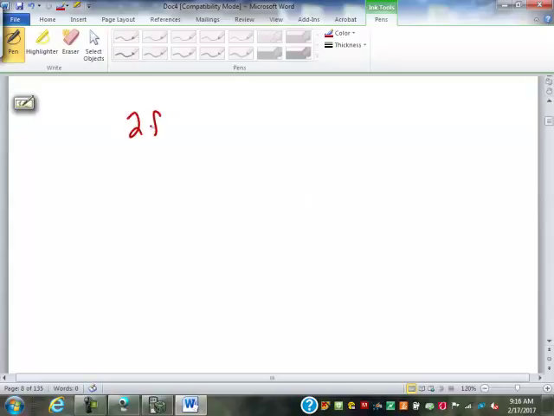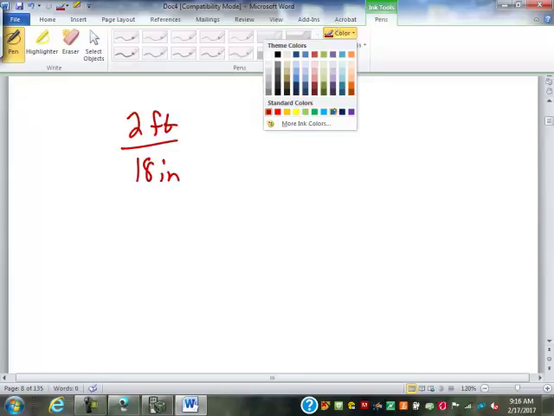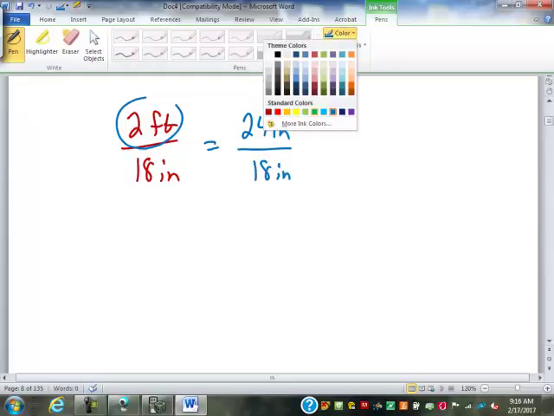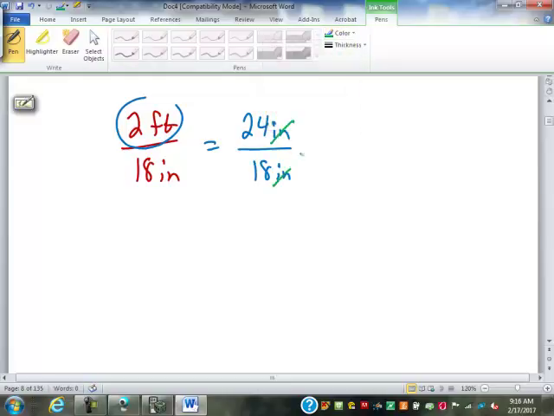If I had something like 2 feet to 18 inches, that's not a ratio. Now, fortunately, I can change 2 feet into 24 inches, and now I am comparing inches to inches. Now it is a ratio. So the inches cancel out. Both 24 and 18 divided by 6, which gives me a 4:3 ratio.